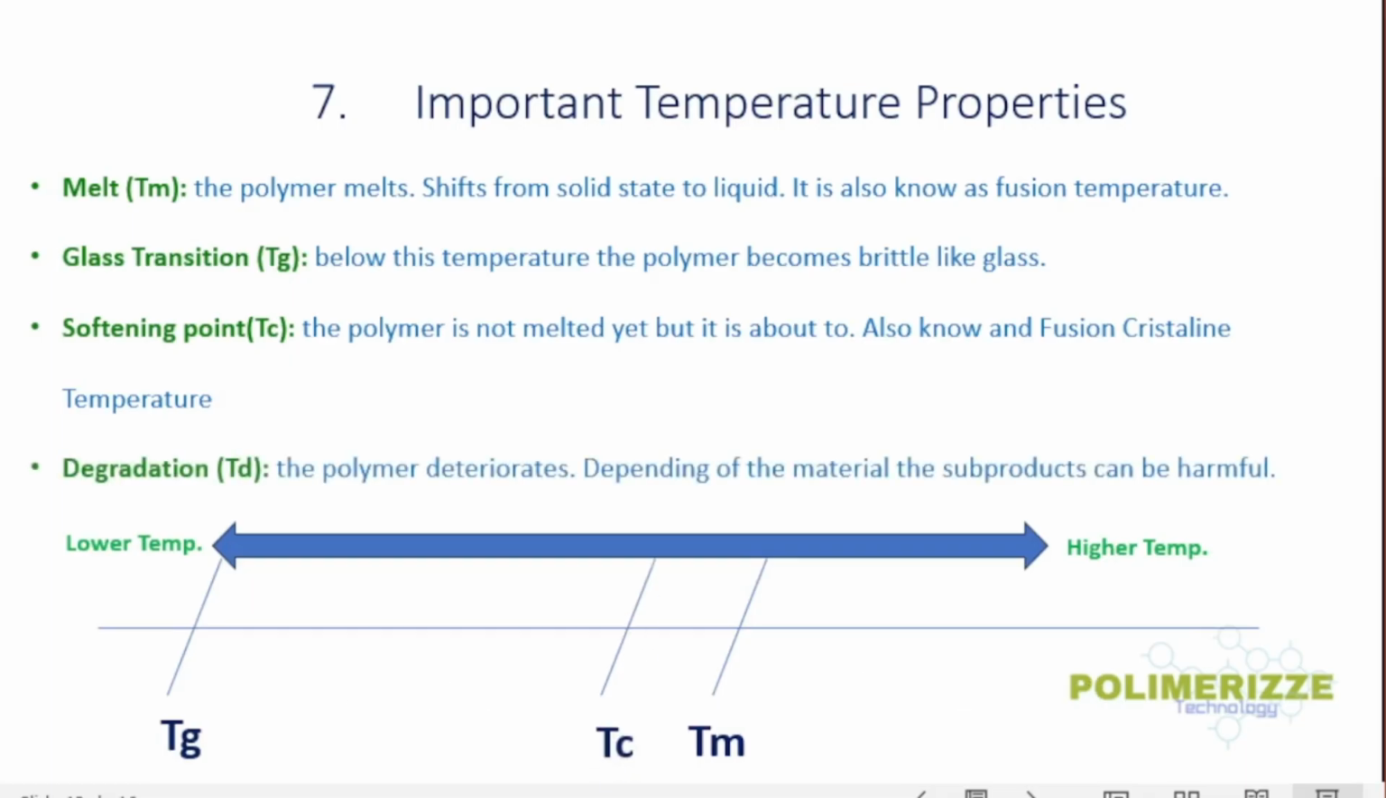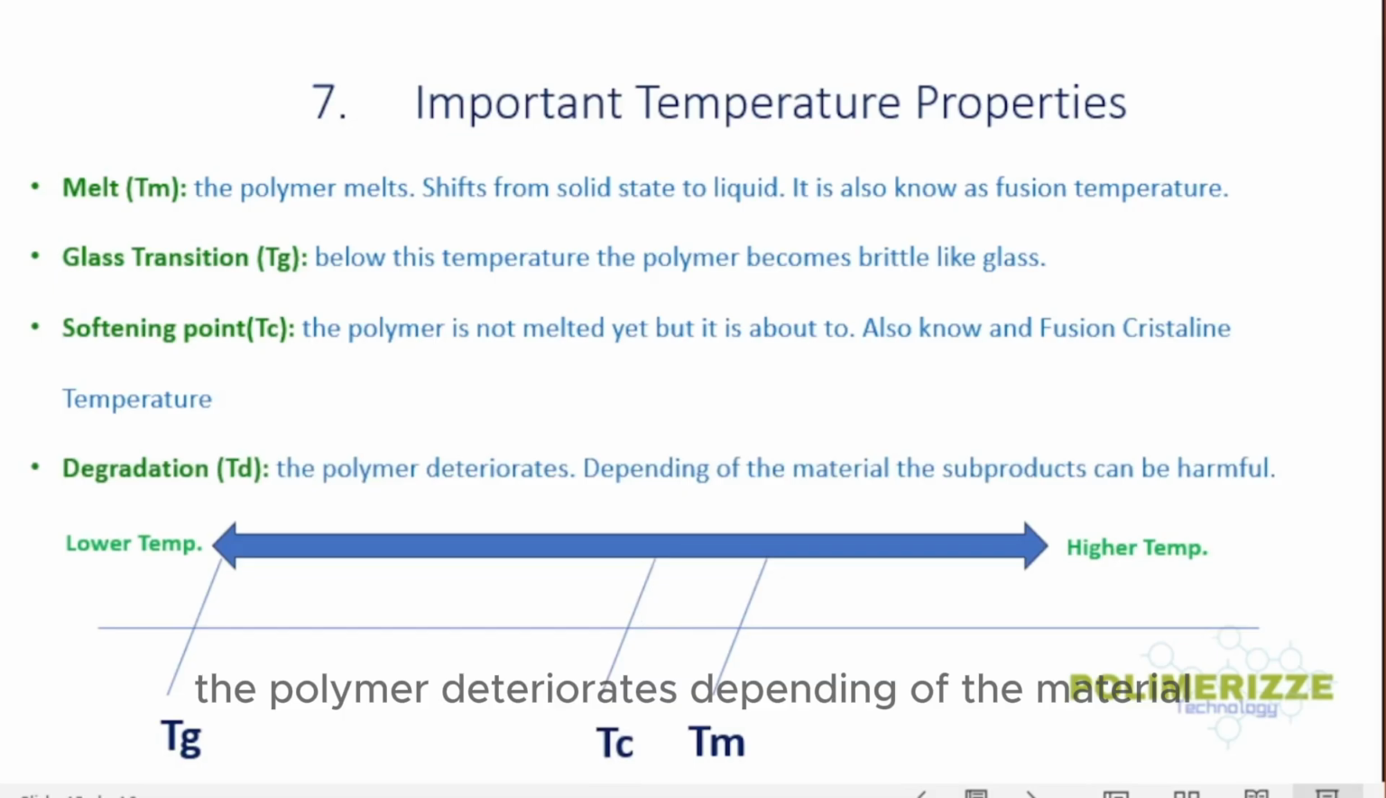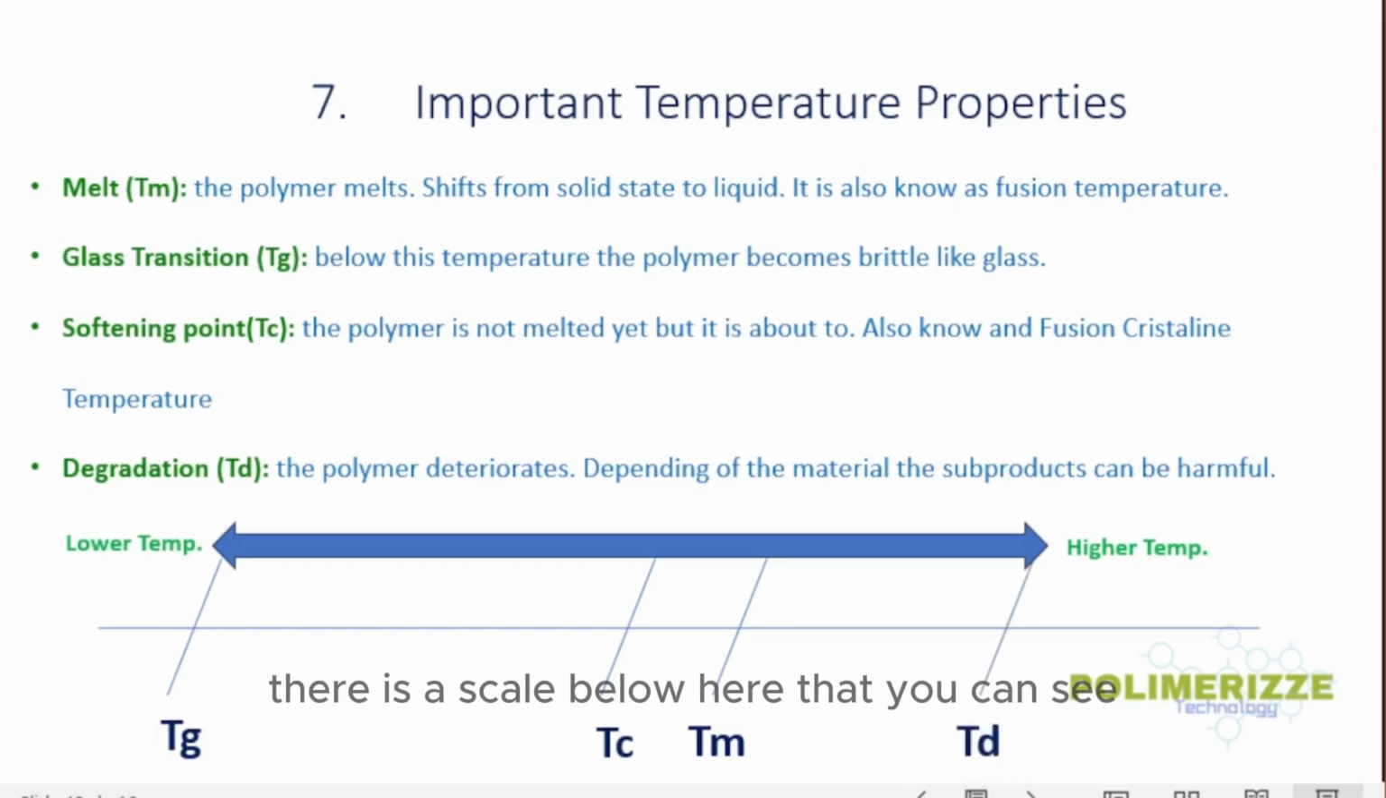Degradation temperature. The polymer deteriorates. Depending on the material, the subproducts can be harmful. There is a scale below here that you can see which temperature tends to be higher or lower. But the main point here is to consider those temperatures when selecting a material, from the processing point of view to end use application.